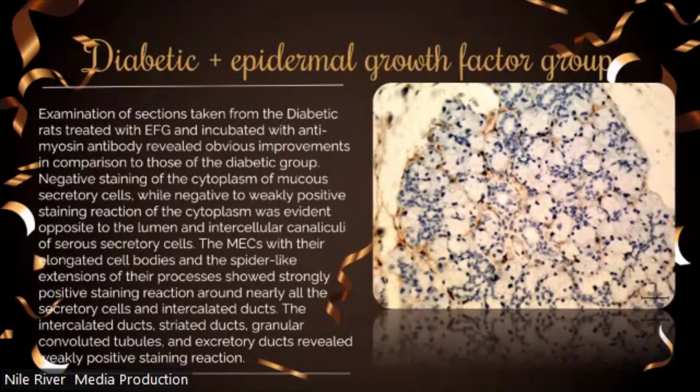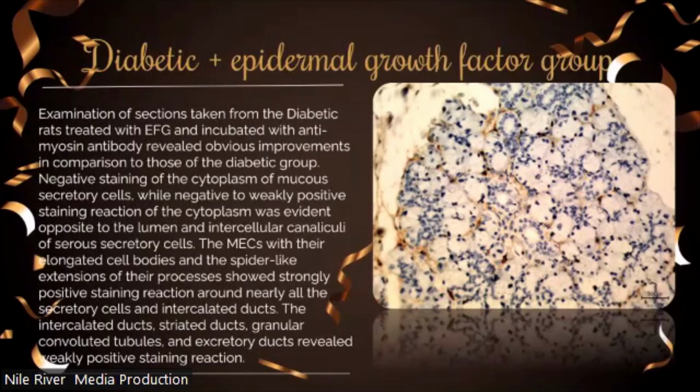In the diabetic group treated with epidermal growth factor, examination of the sections stained with anti-myosin antibody revealed obvious improvement in comparison with those of the diabetic group. Negative staining of the cytoplasm of the mucus secretory cells was seen, while negative to weakly positive staining reactions in the cytoplasm were evident opposite to the lumen and the intercellular canaliculi of the serous cells.